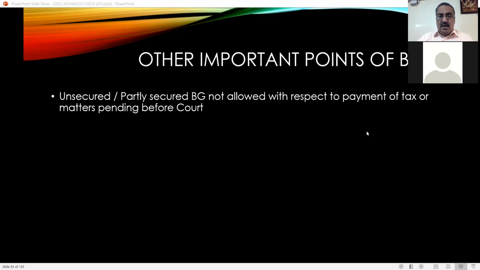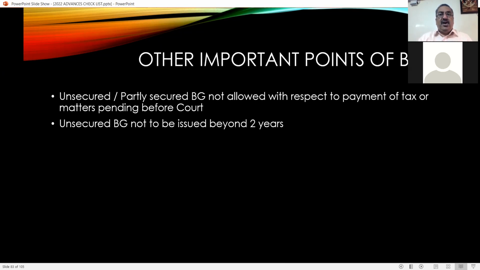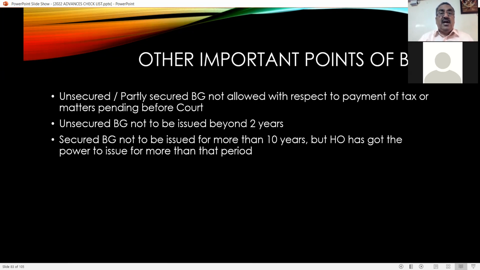And others are: unsecured bank guarantee is not to be issued beyond 2 years. So this is also another important thing. Unsecured bank guarantee, you can issue only for 2 years, and beyond that it is not permitted. But if it is supported by collateral security, they can issue the bank guarantee for 5 years, 10 years, even 15 years also. But if the bank guarantee is unsecured, that is, without receiving any security, the period should not go beyond 2 years. And secured bank guarantee is not to be issued for more than 10 years.